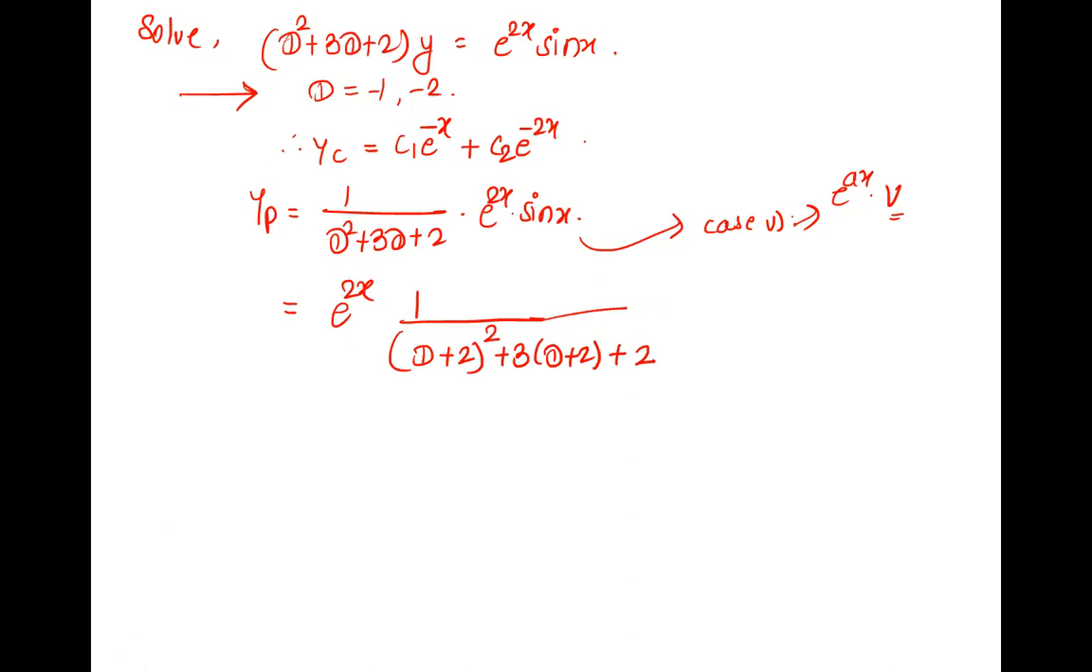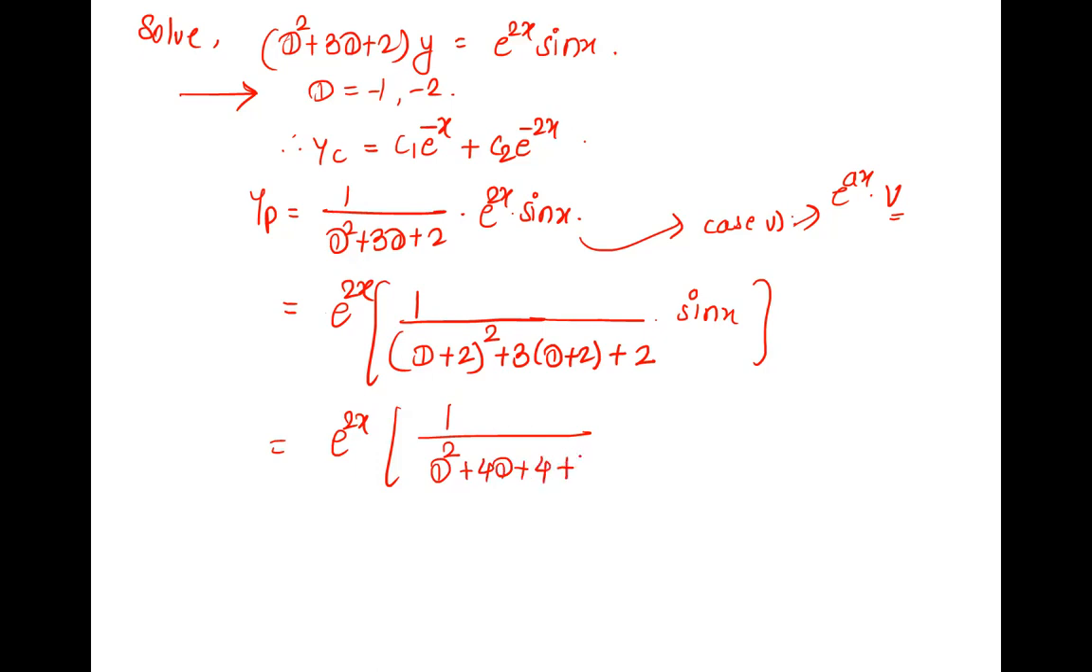And into what? Sine x. Correct. Remaining function only, that is sine x. And here e is out, so e raised to 2x. We have to solve this: D square plus 4D plus 4, plus 3D plus 6, plus 2, on sin x.